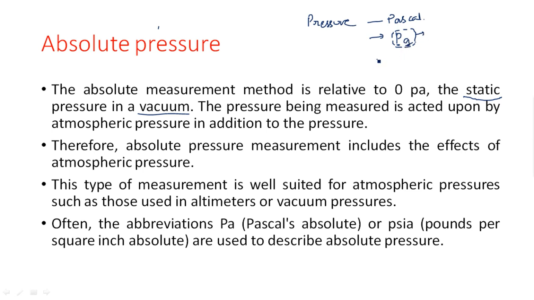Or else, normally pressure can be represented in PSI. What is PSI? Pounds per square inch. If we add A, PSIA, it becomes pounds per square inch absolute. So this A refers to absolute pressure. If some value is given with PSIA, then by seeing this value we can say that it belongs to the absolute pressure. So these are the two units that represent the absolute pressure measurement.